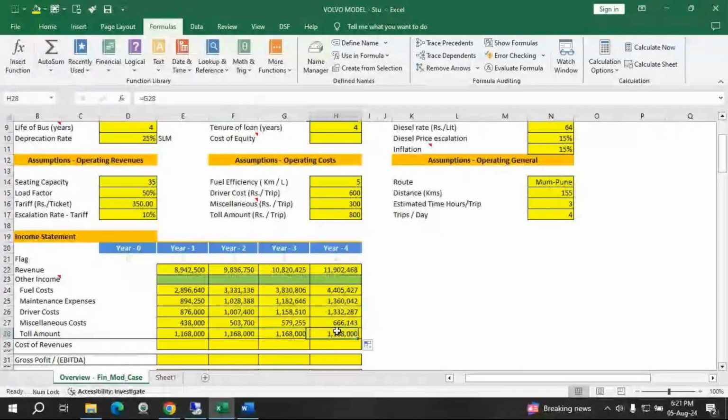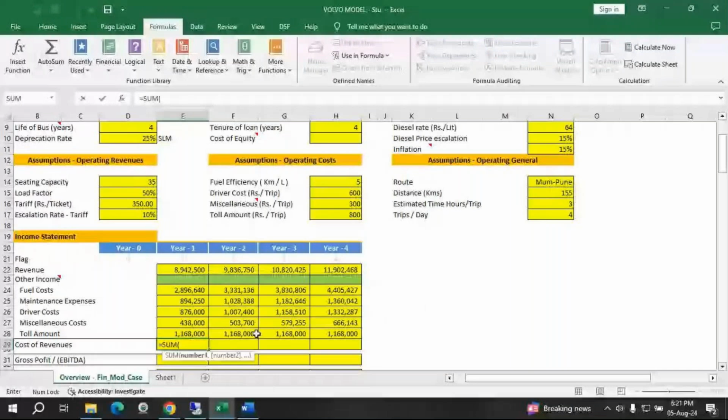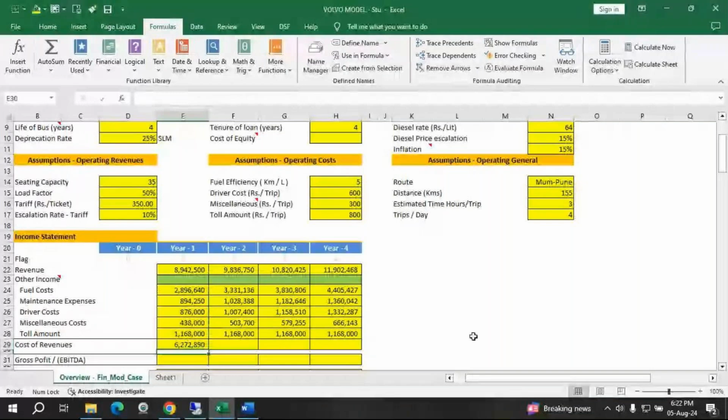Okay. So now cost of revenue. So cost of revenue will be the sum of these expenses. Okay. So that is fuel cost, maintenance expenses, driver cost, miscellaneous cost, toll amount. So this will be my cost of revenue. I'll come here and drag it. So look at the calculation, check.